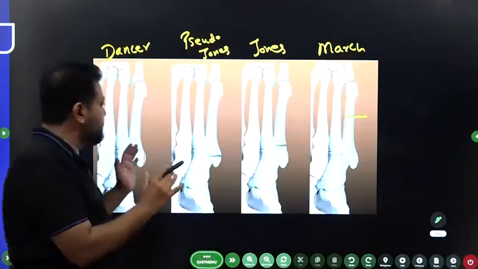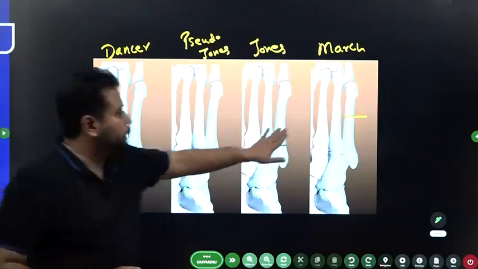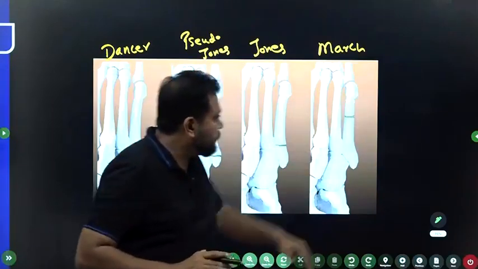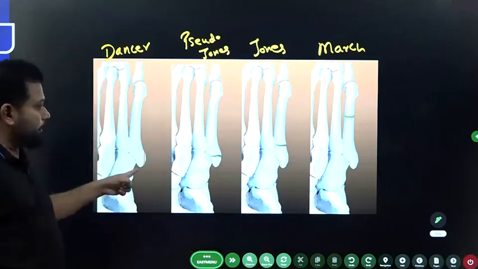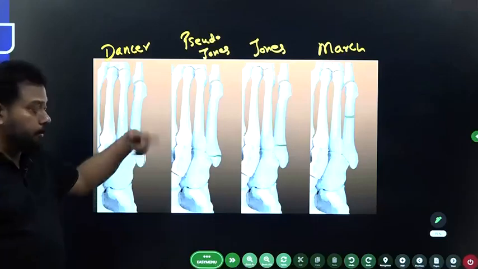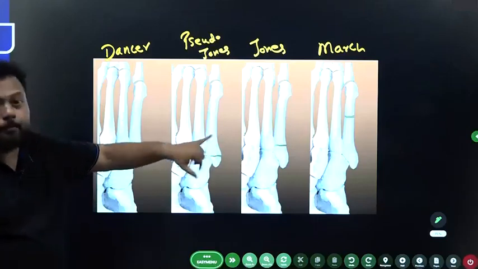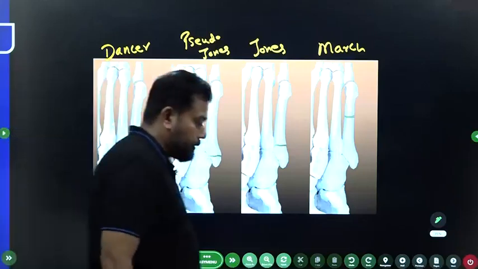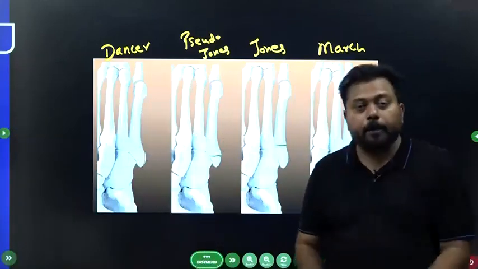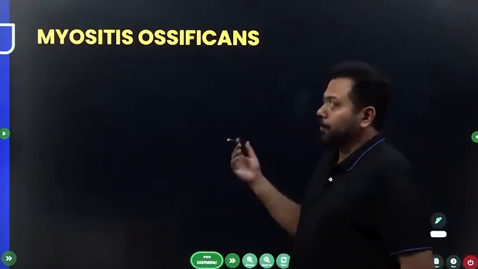Okay? Please register this in your mind. The exact question may come in our exam. So, dancer's fracture, because ballet dancers used to develop this. Dancer's fracture, pseudo Jones fracture, March fracture. Okay? So, that completes the metatarsal fractures. I'll move on to the next topic.